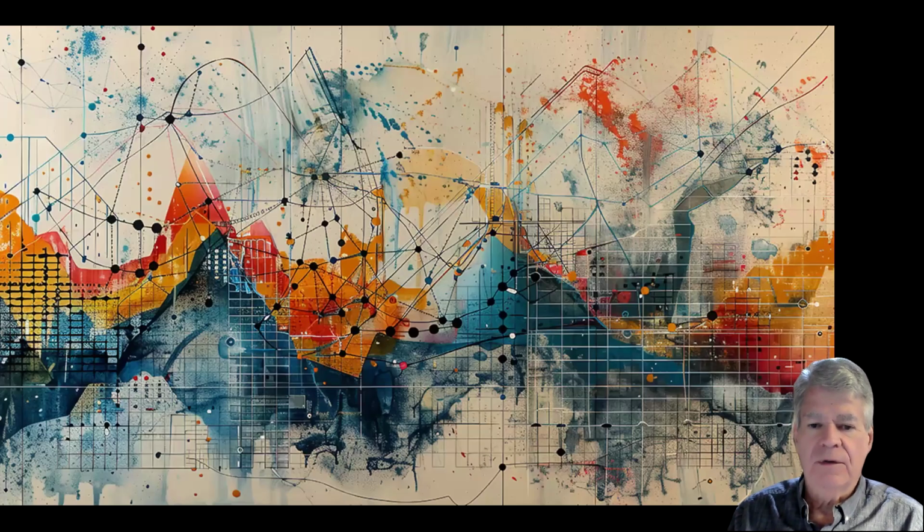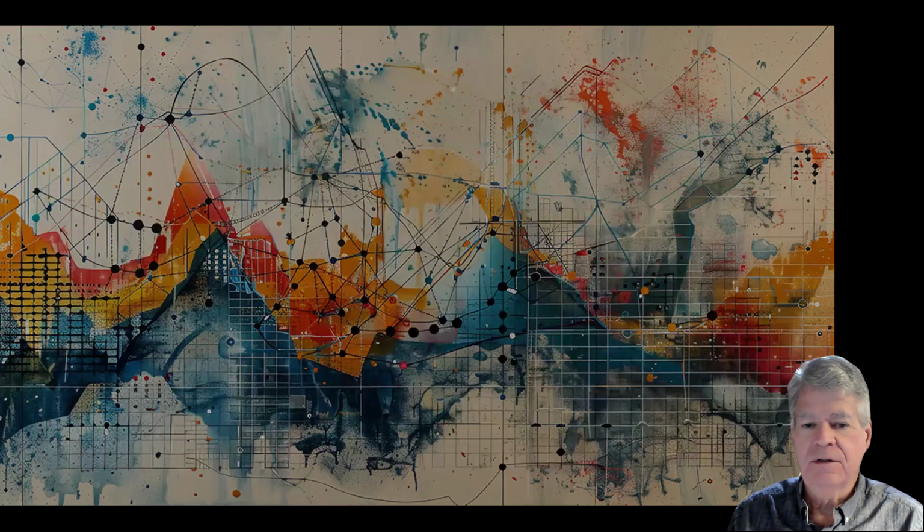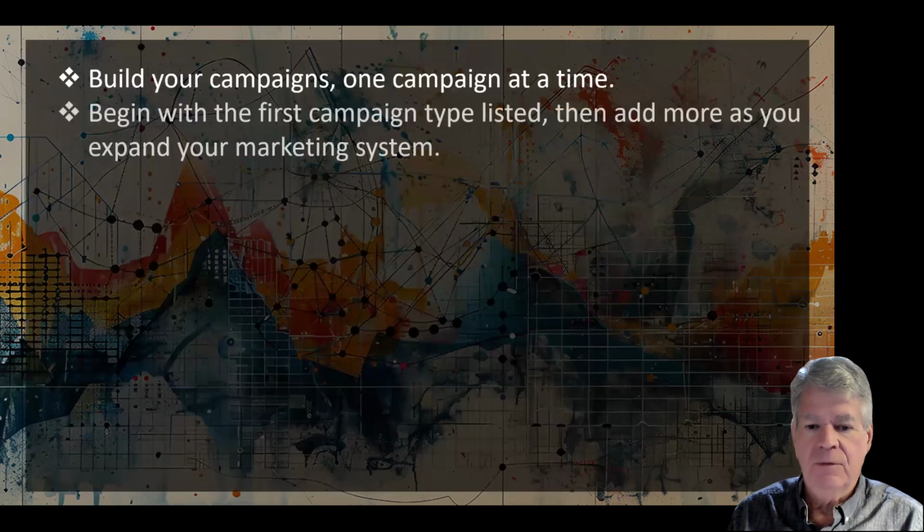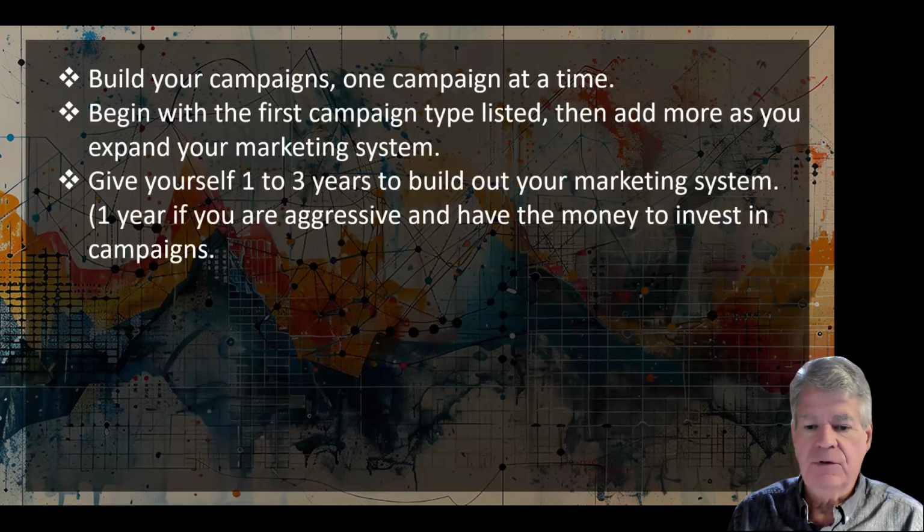It's important to note that sometimes a small business only needs a few different types of campaigns to effectively market their business. Build your campaigns one campaign at a time. Begin with the first campaign type listed in the Quick Start marketing strategy, then add more as you expand your marketing system. Give yourself 1 to 3 years to build out your marketing system. 1 year if you're aggressive and have the money to invest in campaigns and media buys.